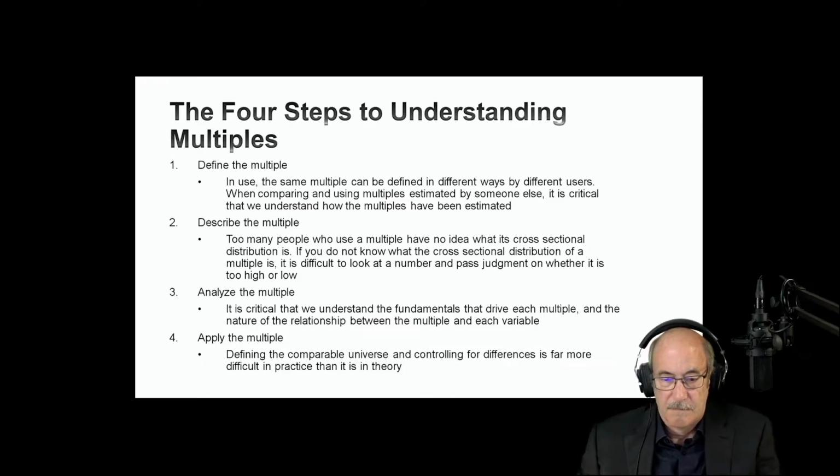Then I'm going to analyze the multiple. I'm going to argue that embedded in every multiple are all of the assumptions you made in discounted cash flow valuation about cash flows, growth, and risk. I'm going to make your implicit assumptions into explicit assumptions. And only then am I going to apply the multiple. Define, describe, analyze, apply. In too many cases, you see analysts trying to apply a multiple without going through the first 3 steps, and that's what gets you into trouble.